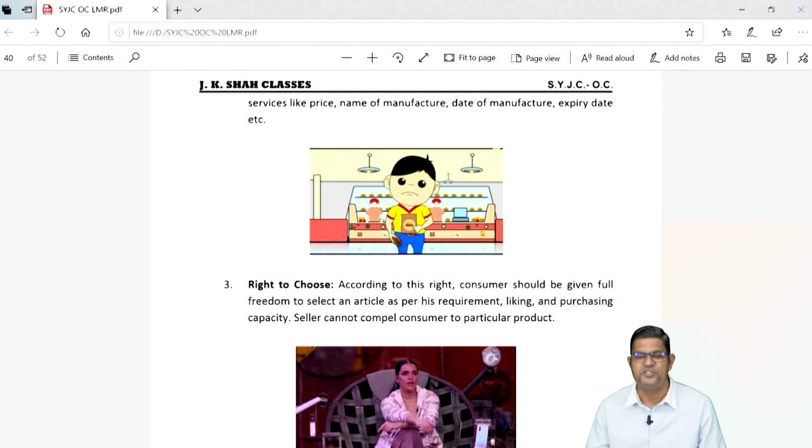So according to this right, the consumer should be given full freedom to select an article or a product of his requirement. वो अपने परचेसिंग कैपेसिटी के हिसाब से गुड्स खरीदेगा, उसको वो फुल राइट है. सेलर कोई भी टाइप का कंपल्शन नहीं कर सकता. दैट इज कॉल्ड एज द राइट टू चूज.